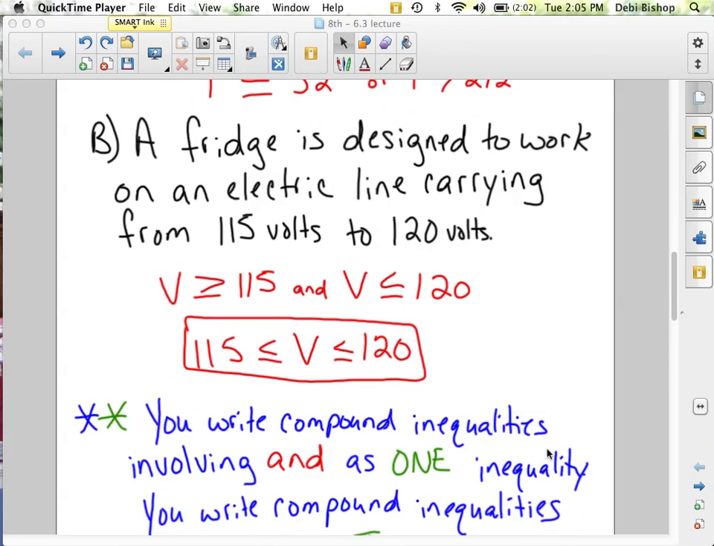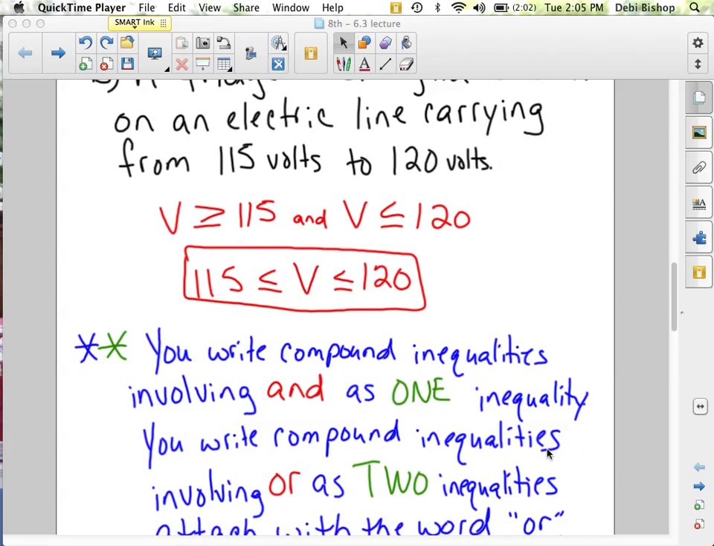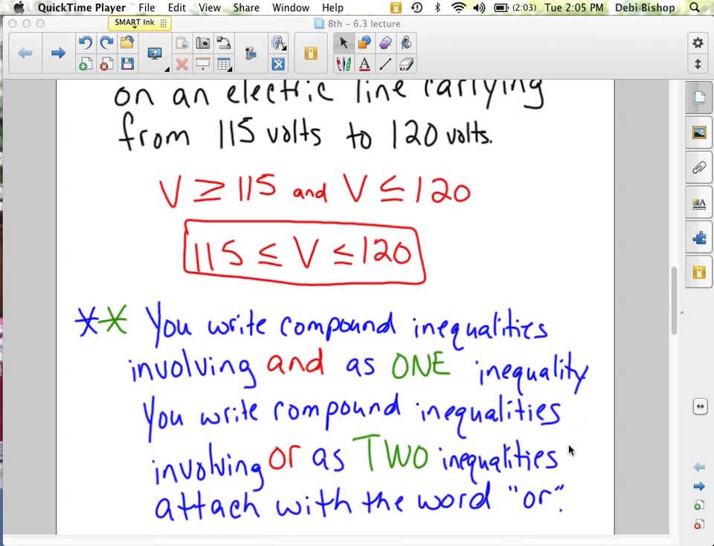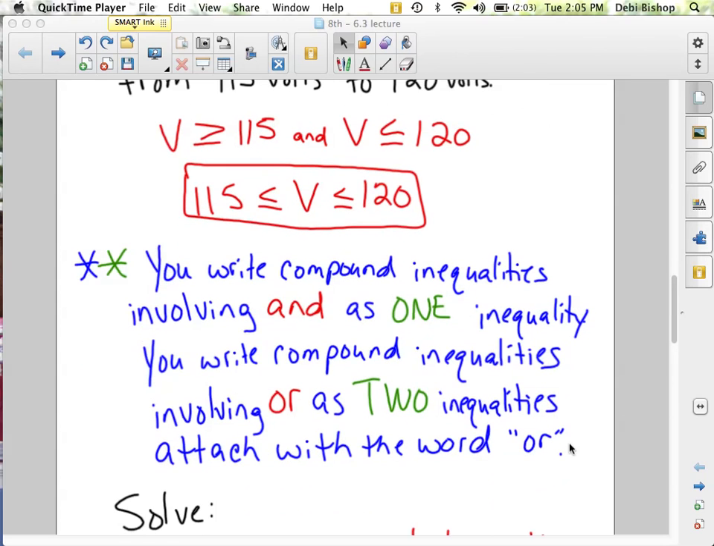So again, there's my reminder. You write compound inequalities involving "and" as one inequality. You write compound inequalities involving "or" as two inequalities attached with the word "or." That's just a reminder of how I would like it set up for formatting.